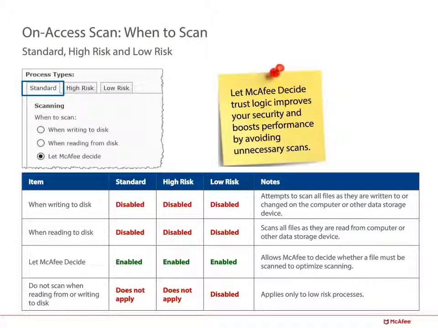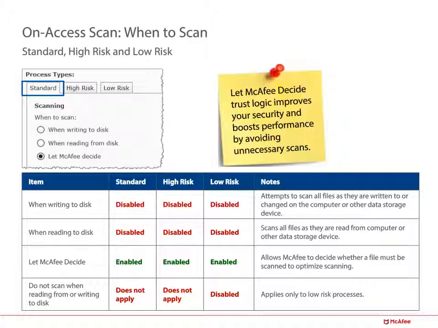To configure when to scan for standard, high risk, and low risk, now instead of having 3 separate policies, everything's configured within one policy, and you have 3 tabs. So you click on the different tabs for standard, high risk, and low risk, and then you can make the necessary settings for what you want.